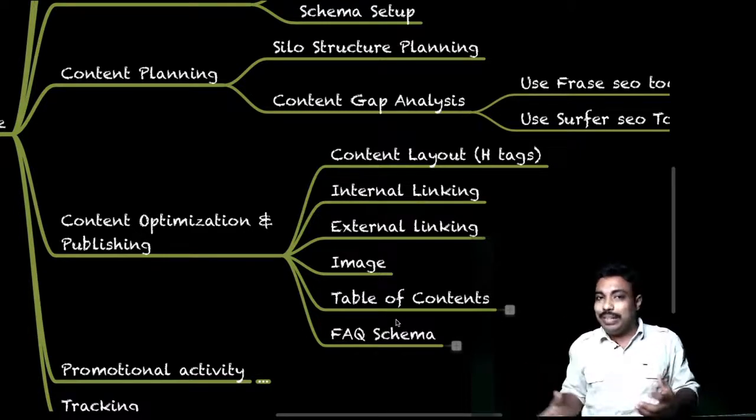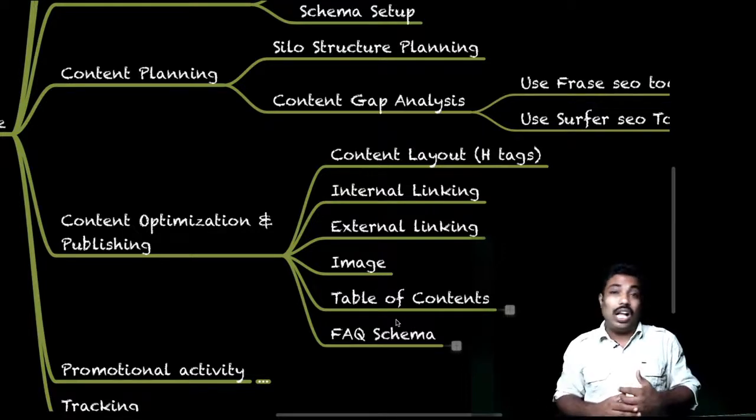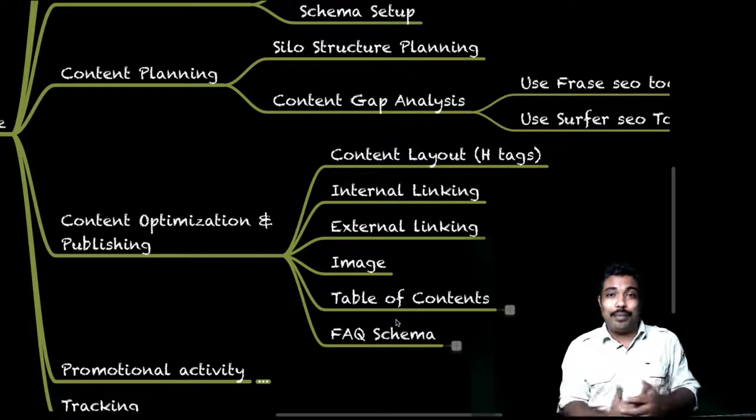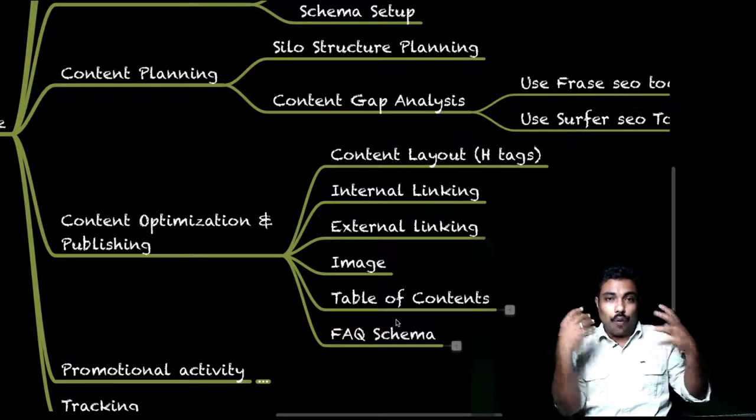Then we go for the images and try to optimize them: decreasing and compressing the size, giving the file name as a keyword, and including alt text on the images. So these are the processes we focus on for images.